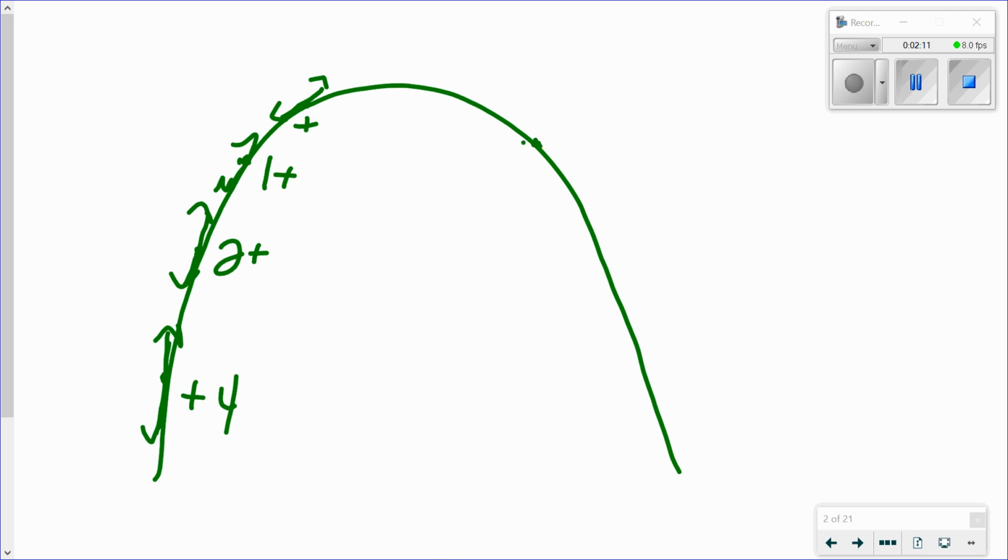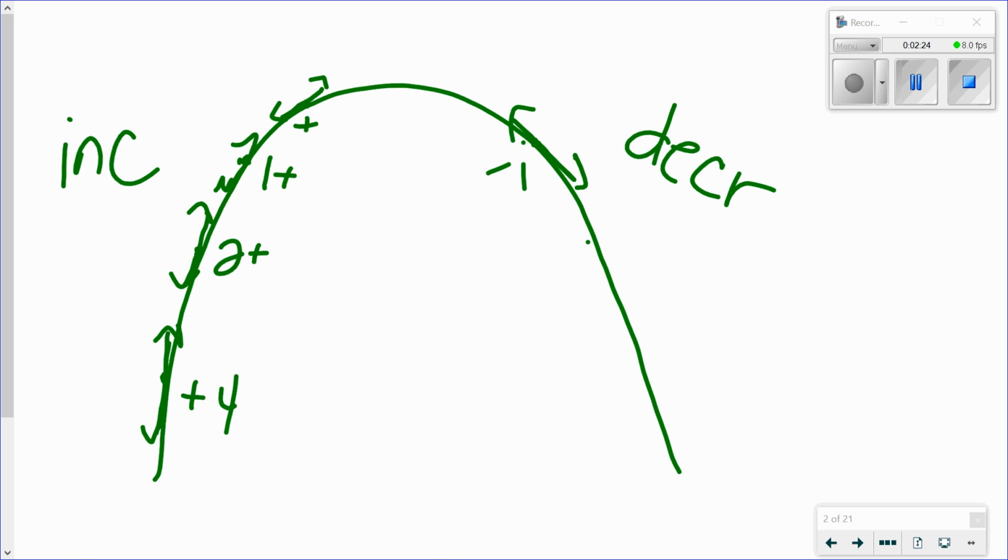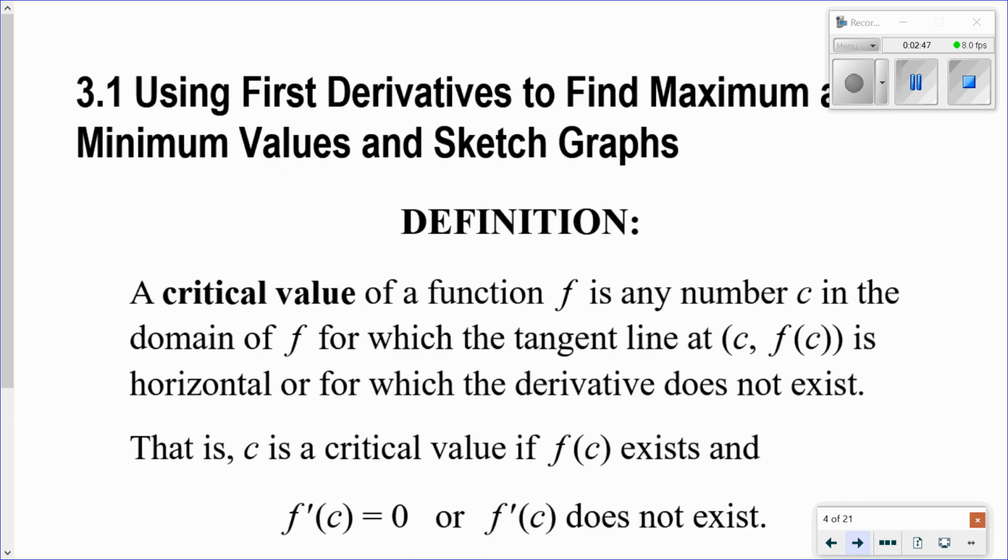On this side, where the section where we would say that this graph was decreasing, you'll notice that the slopes of the tangent line are negative. All of these tangent lines are going to have negative slopes. So in sections where it's increasing, you'll notice the tangent lines have positive slopes. In areas where the graph is decreasing, the slopes of the tangent line have negative values.